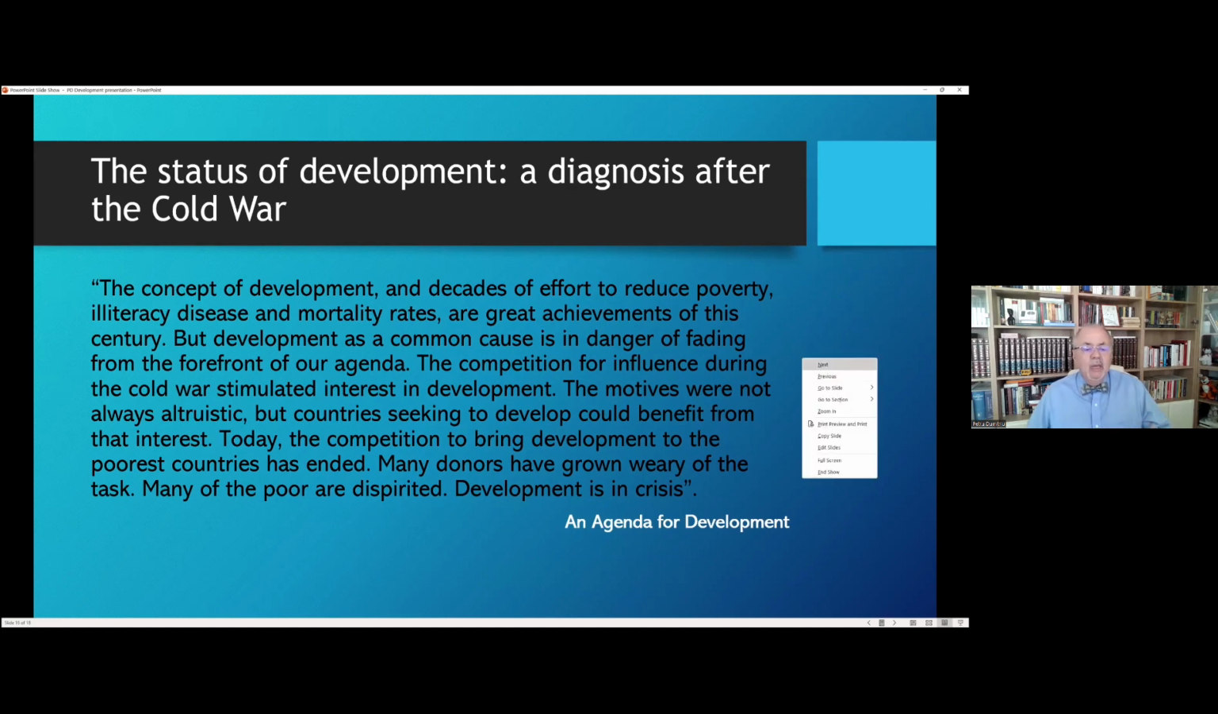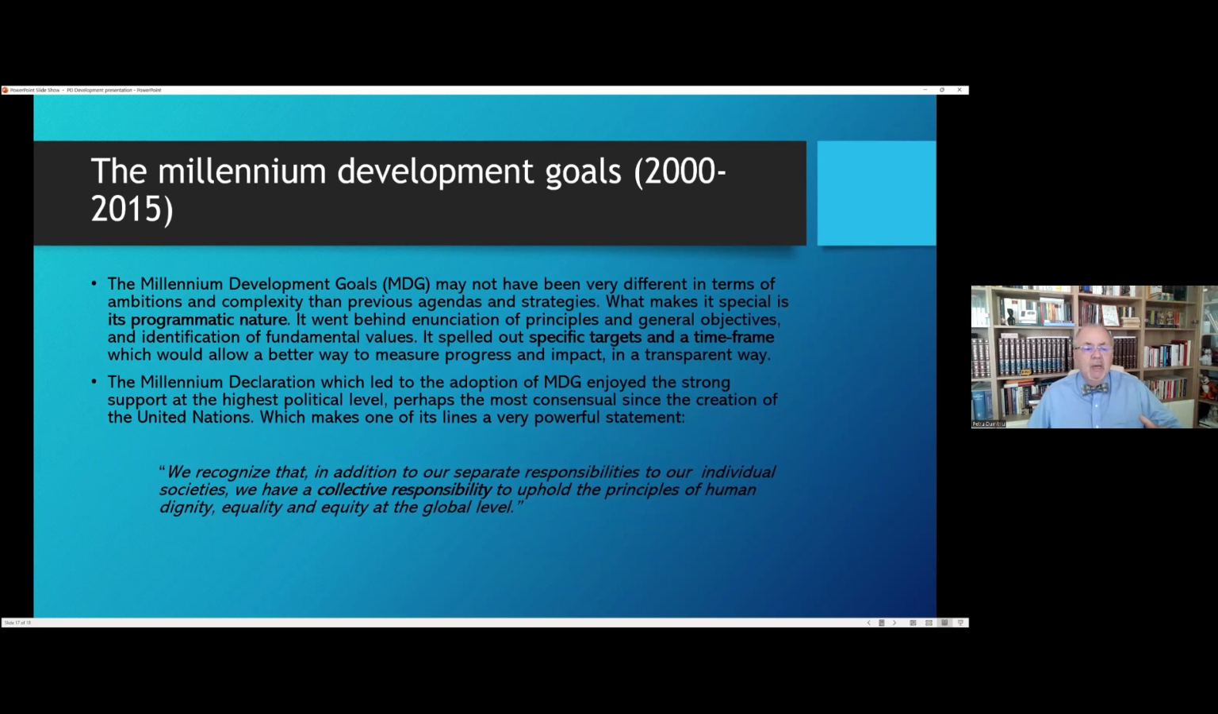Then the UN came at the next stage with the Millennium Development Goals. What is important about this program is that it was more ambitious and complex than the previous agendas and strategies. And what makes it especially important is its programmatic nature. What does it mean? They had specific targets within a time frame. So it was a very rigorous commitment for development. And even if not all the goals, maybe half of them, were really achieved, it was very important that the international community committed to do that.